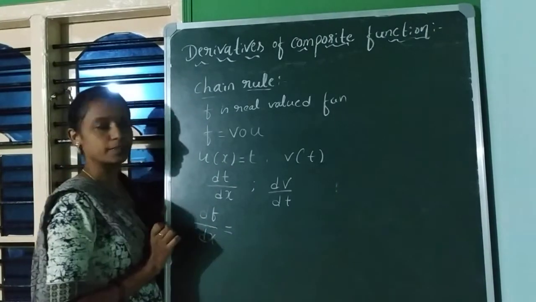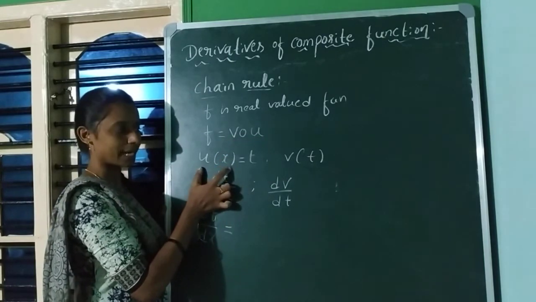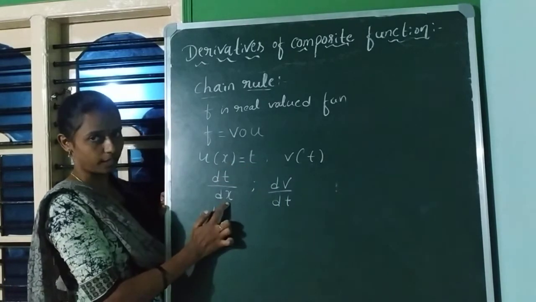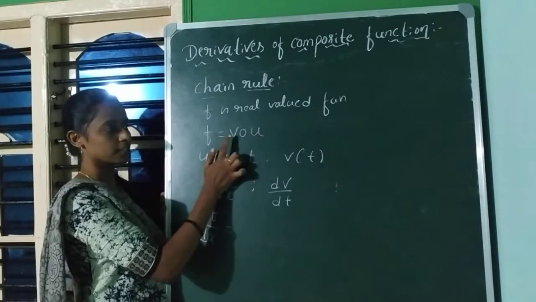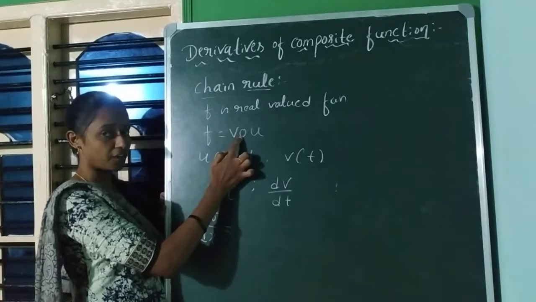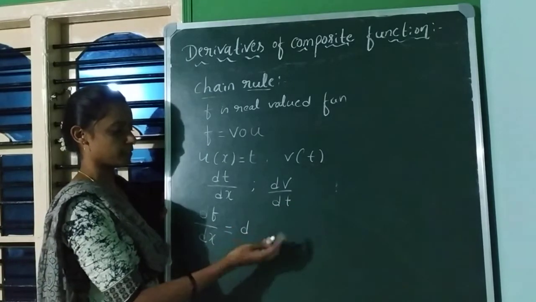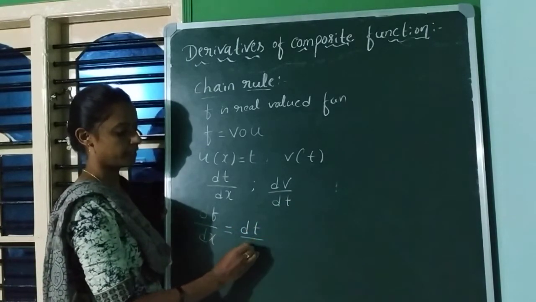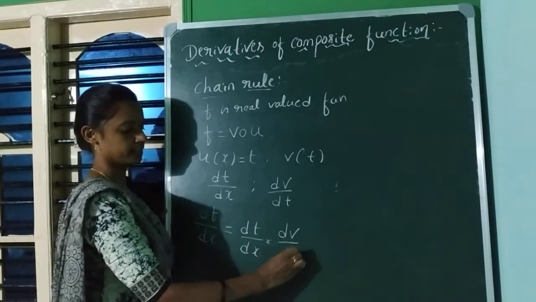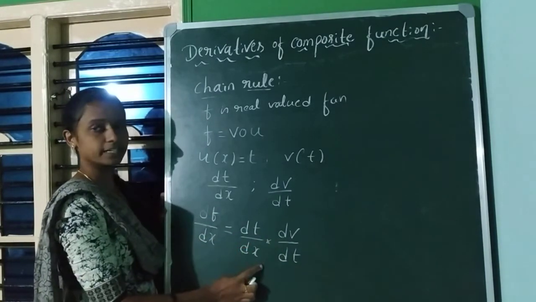So now the result will be: it is a combination of two functions. This function will be in x, but I took it as a variable t. Hence, you need to differentiate t with respect to x. Next, this function is in the variable t, so you need to differentiate the v function with respect to t. That is dt by dx into dv by dt. Now these two get cancelled, and you will get dv by dx.